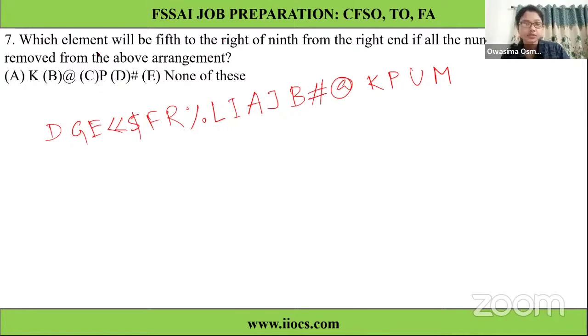They asked which element will be the fifth to the right of the ninth from the right end. Ninth from the right end means 1, 2, 3, 4, 5, 6, 7, 8, 9. A is the ninth term from the right end, and fifth to the right of the ninth is 1, 2, 3, 4, 5, K. So our answer is K, option A.